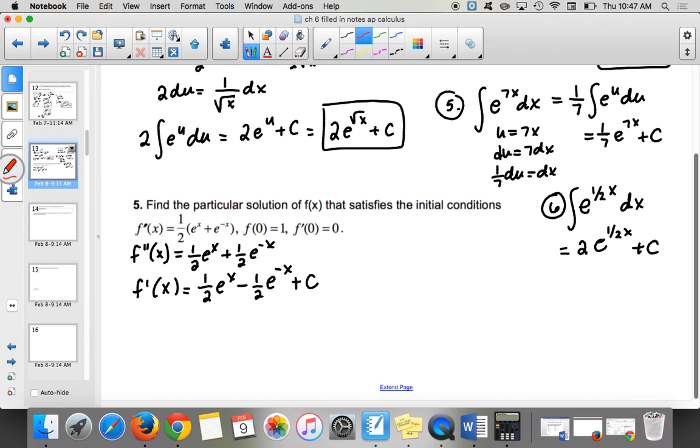So now we look through here and we're like, well, I know that f prime of 0 equals 0, so I'm going to plug in 0. So be careful, it doesn't just go away, right? Because these are e to the zeros.